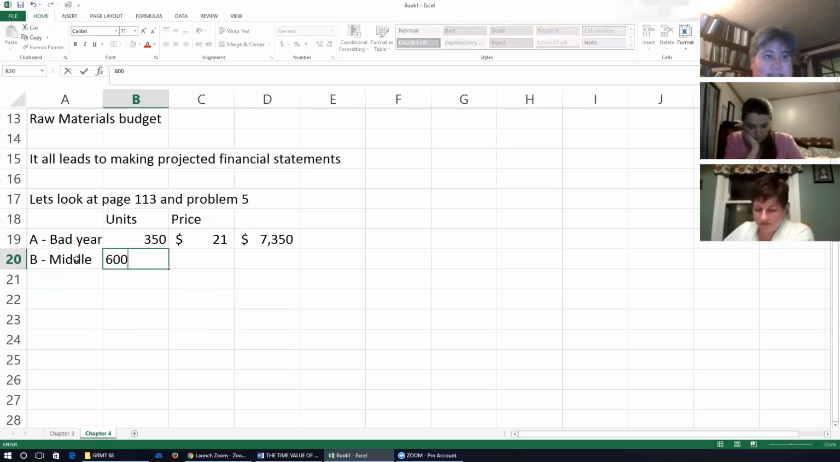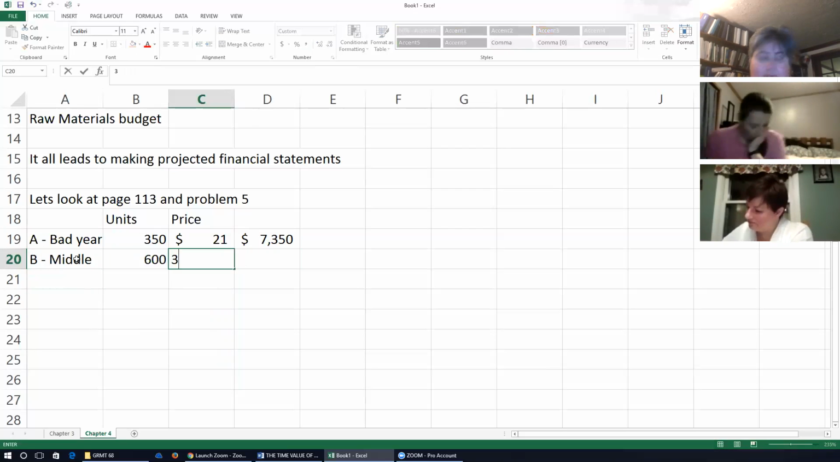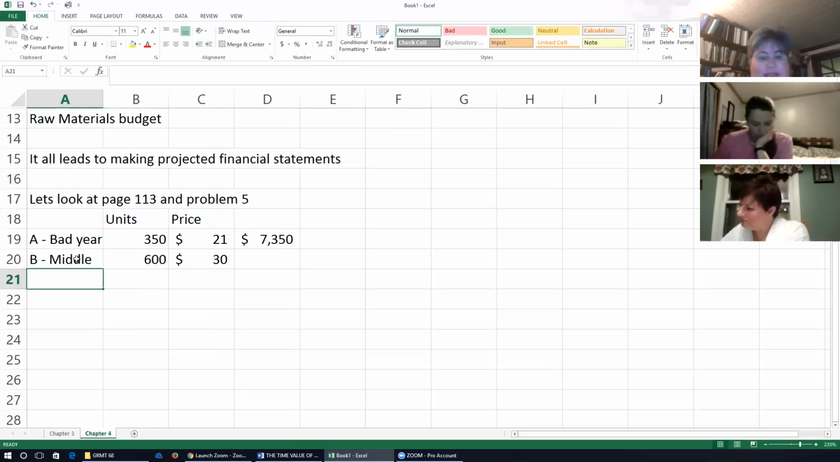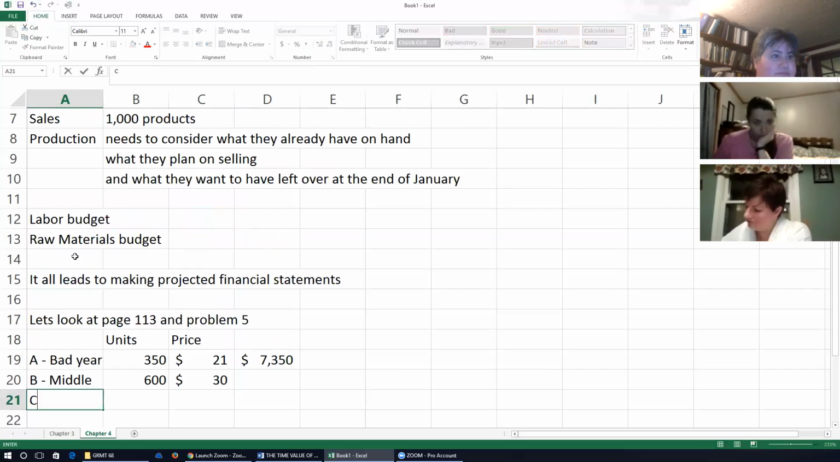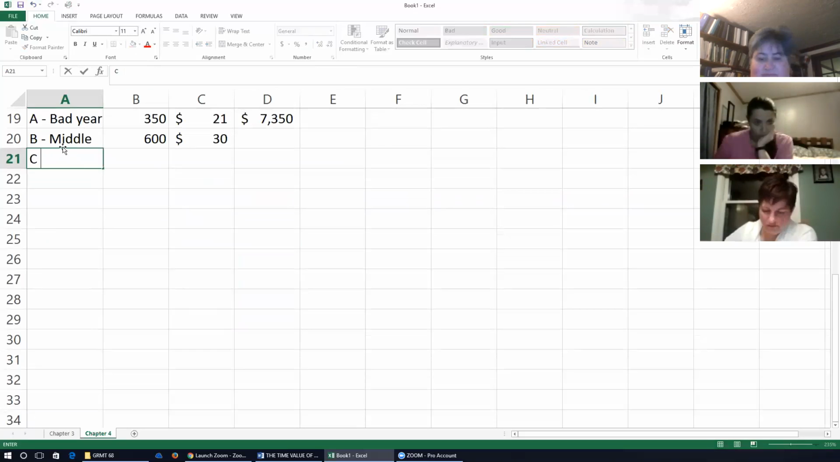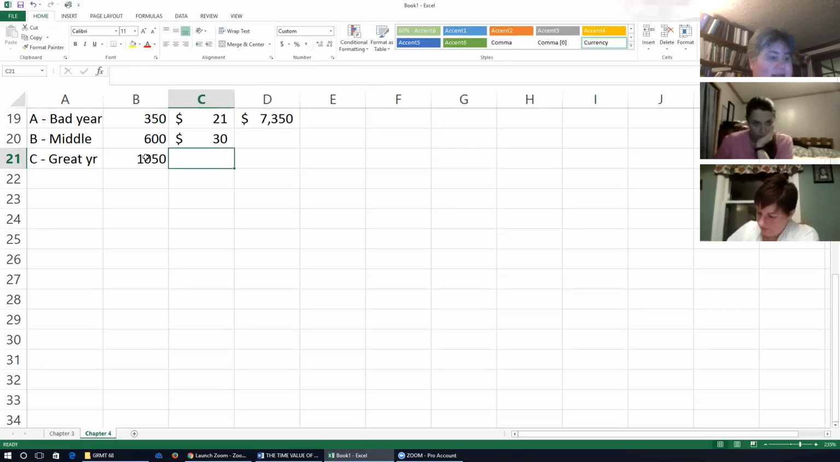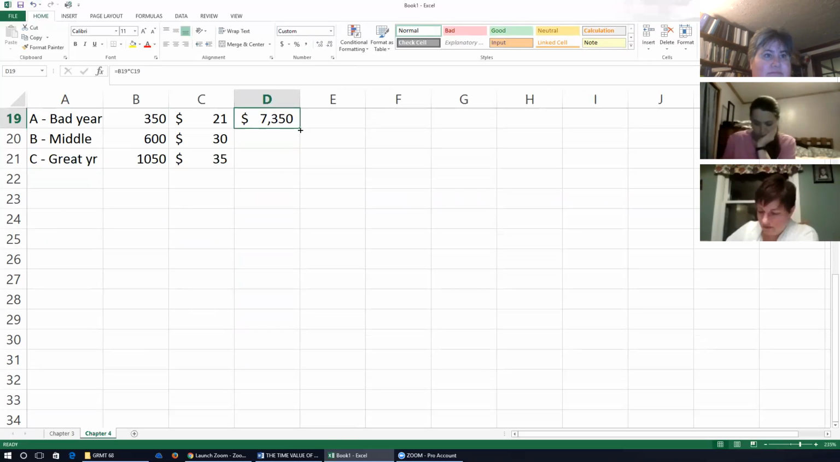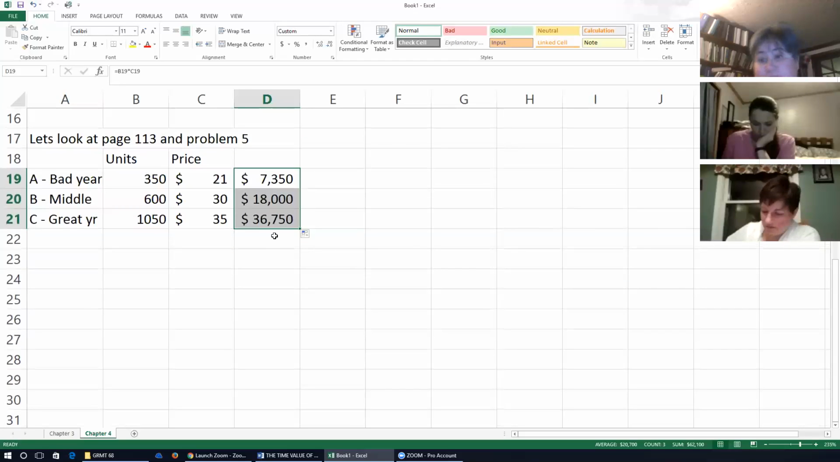they plan on selling 600 at $30. And if it's a really great year, their estimate is they could sell as much as 1,050 products for $35. Okay with me so far? Yeah. Just kind of estimates based on what's going to happen.